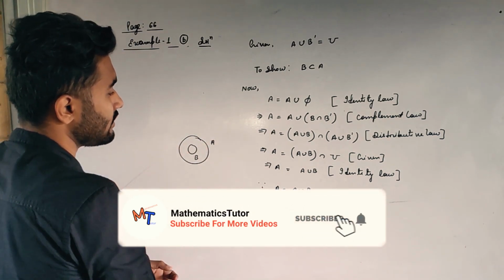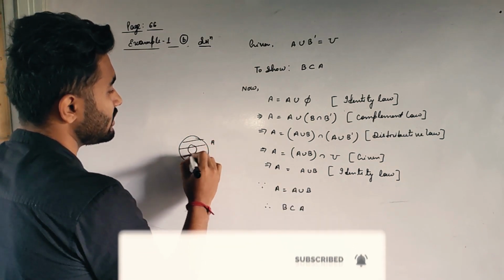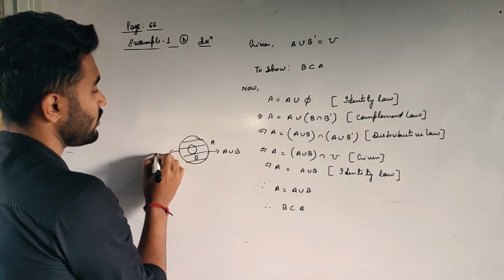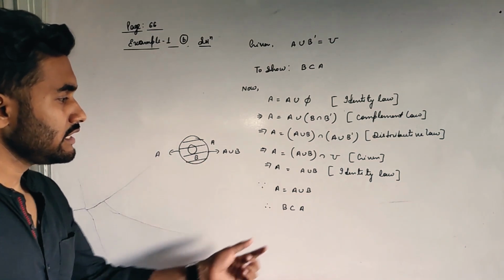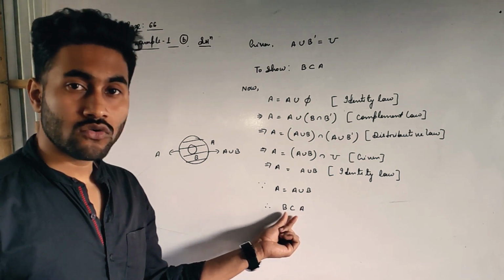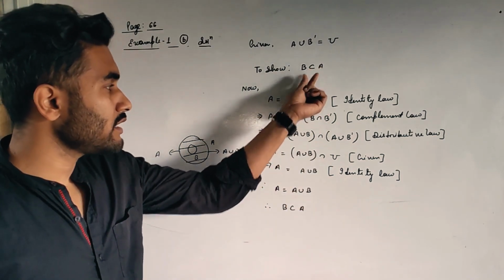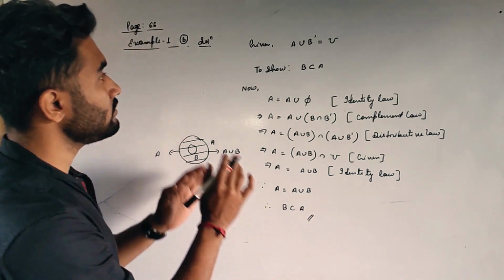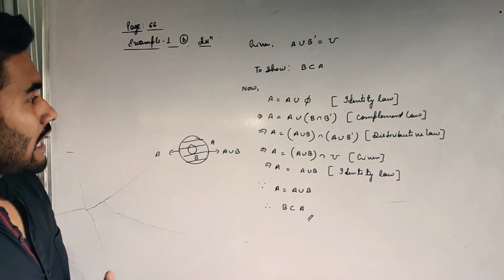B must be a subset of A because union means everything, and this is A union B, and this is also A. So if A union B equals A, union means everything, so this time A is everything. So B is smaller than A, that is, B is a subset of A. Here we will use proper subset. Okay, so this is the way to solve this type of question.